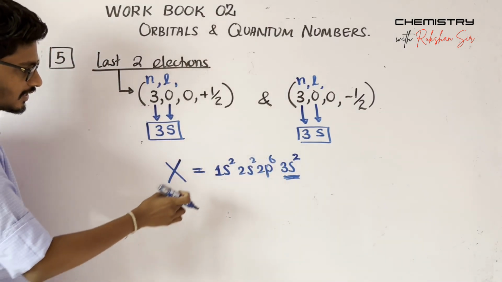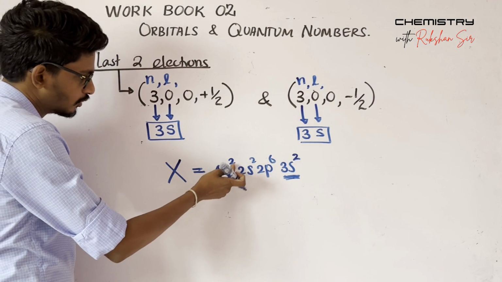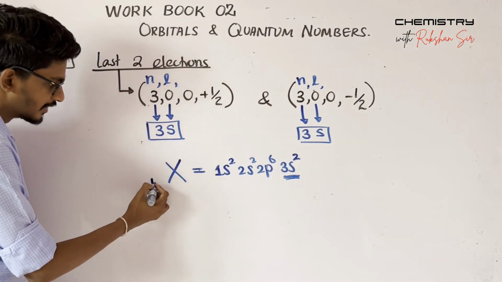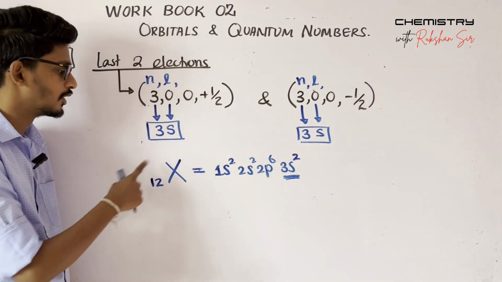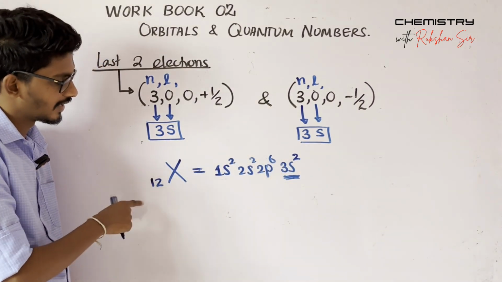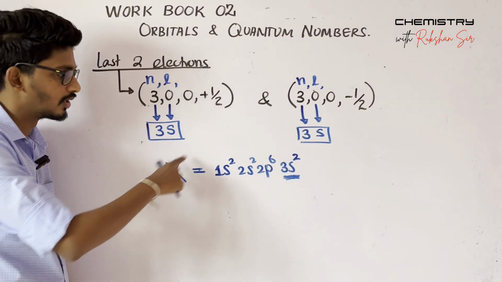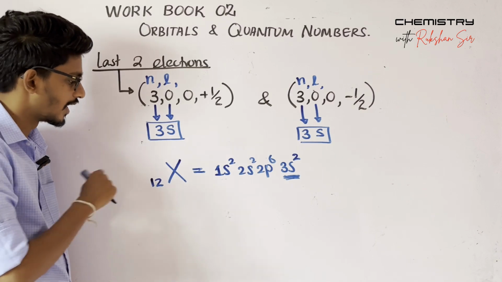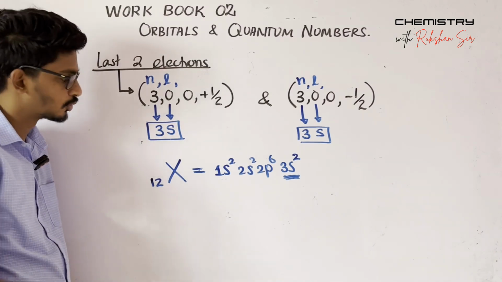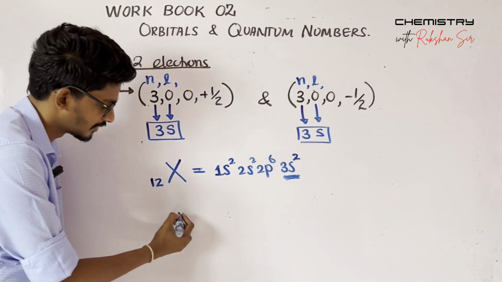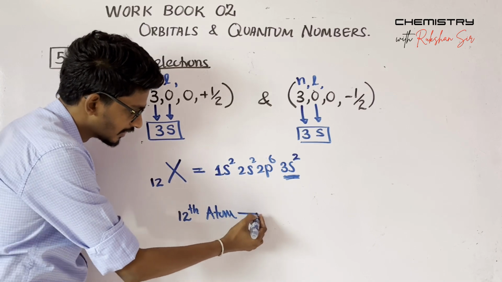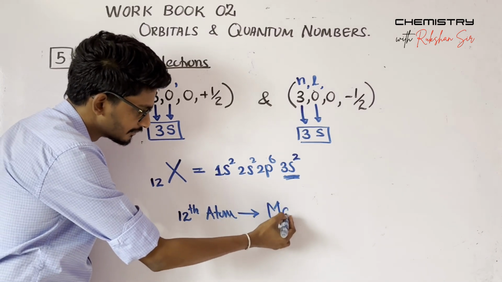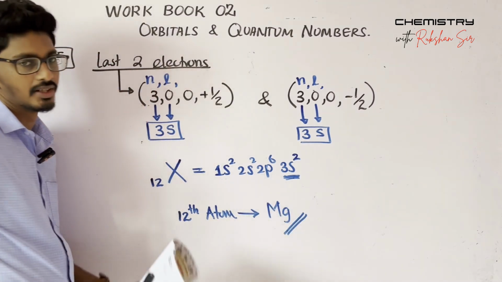You clearly see you are with 2, 4, 10, and 12 electrons. You are with 12 electrons in your neutral atom, so its atomic number should be 12. The 12th element is what? It is magnesium.